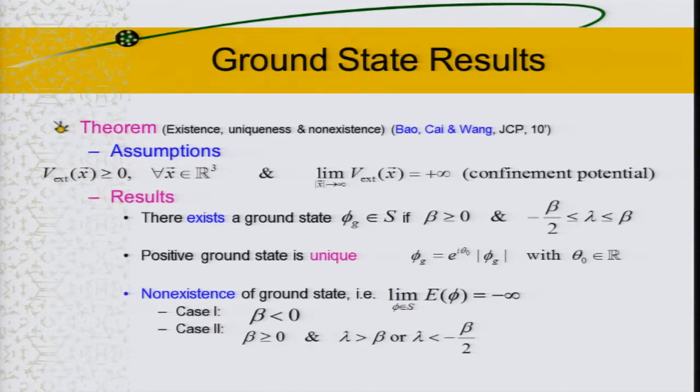We can also show that if beta is less than zero, or if beta is greater or equal to zero and lambda is bigger than beta, or lambda is less than minus beta over two, there is no ground state. That means you can find a sequence whose L2 norm is always one, but when this N goes to infinity, the limit goes to minus infinity. So basically with this new formulation, it is easy to establish this kind of theory. That means this condition is sharp.